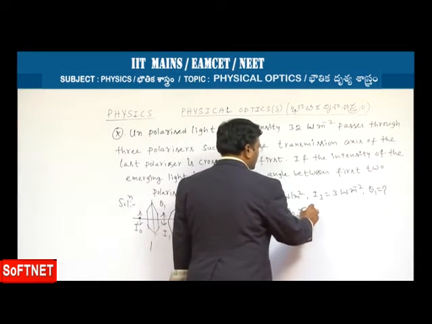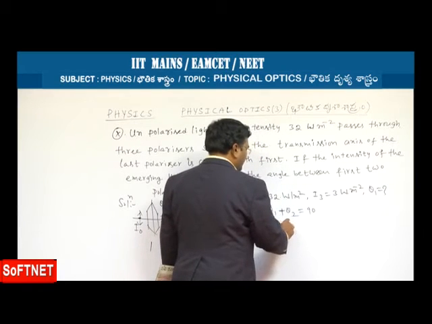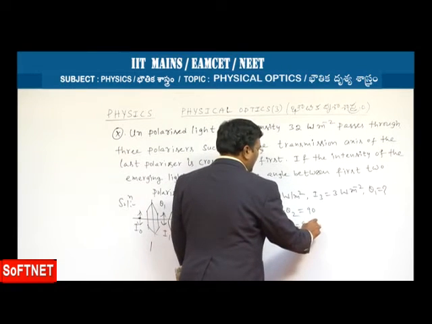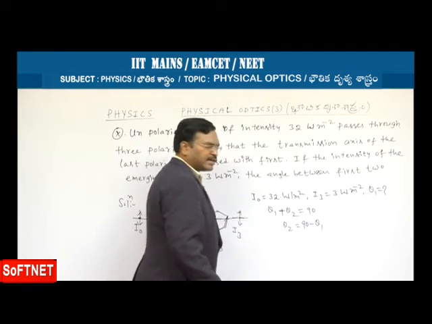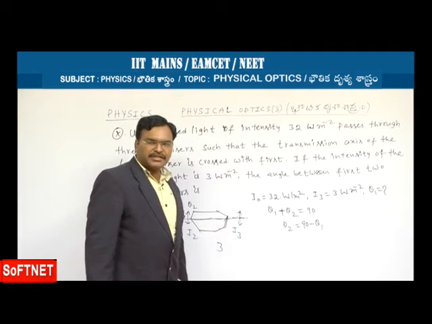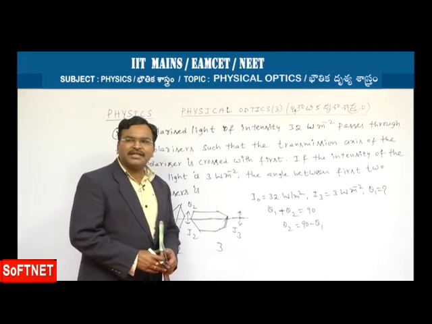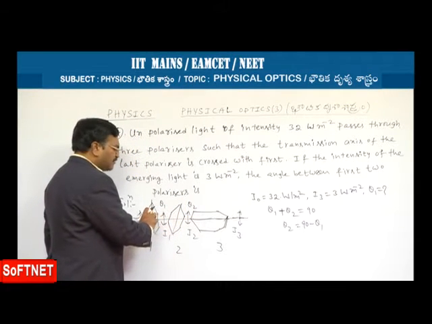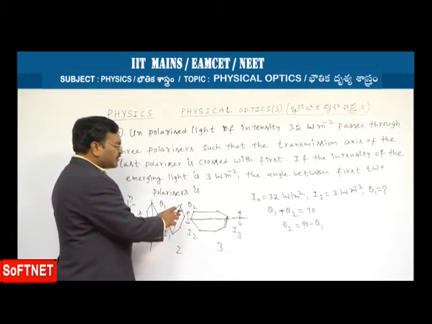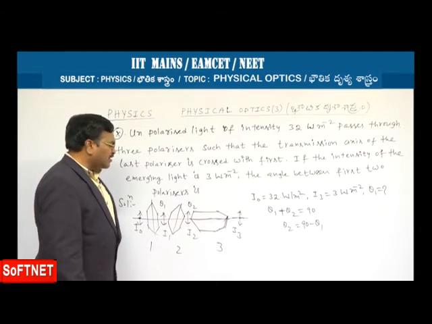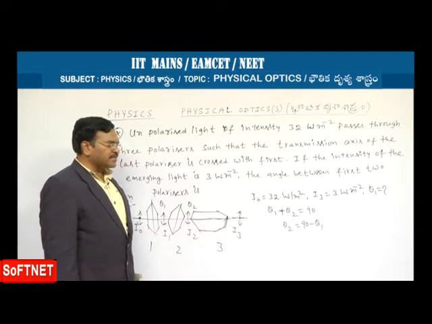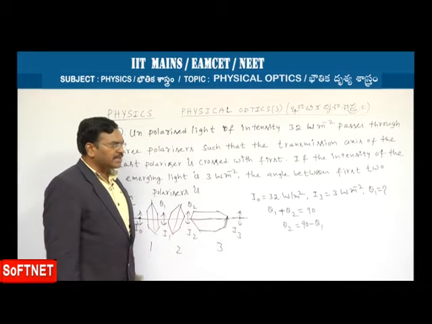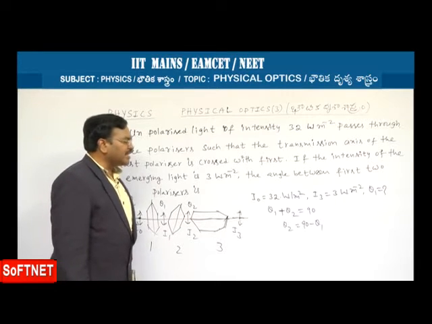So theta 1 plus theta 2 is equal to 90 degrees, and theta 2 is equal to 90 minus theta 1. Is it clear? Theta 1 is the angle between the transmission axes of the first and second polarizers. Theta 2 is the angle between the transmission axes of the second and third polarizers. Now, we want to calculate theta 1.